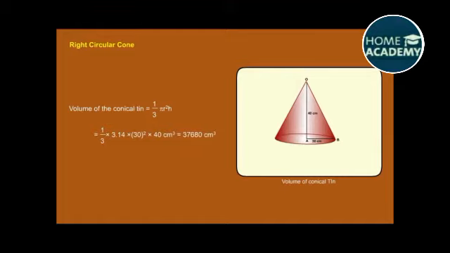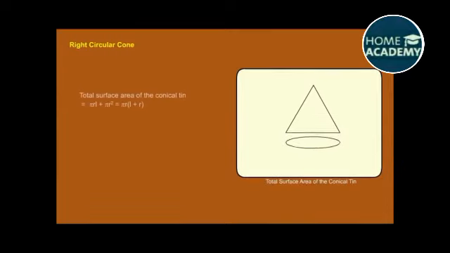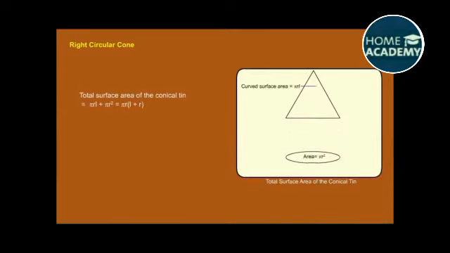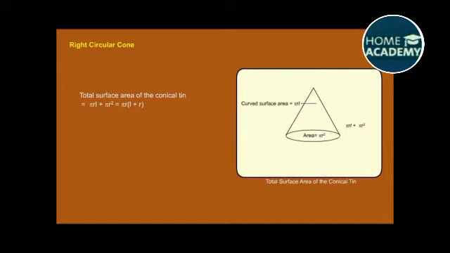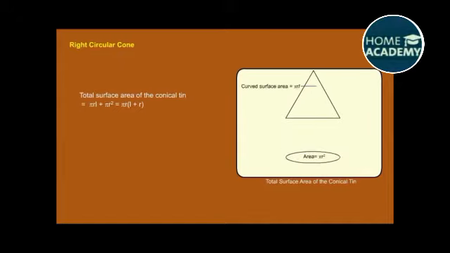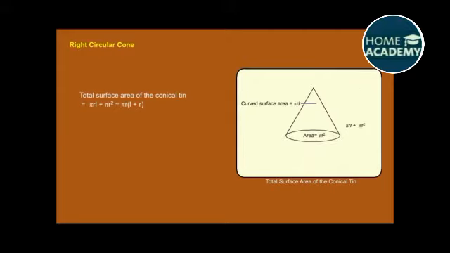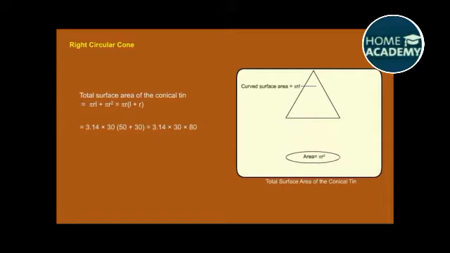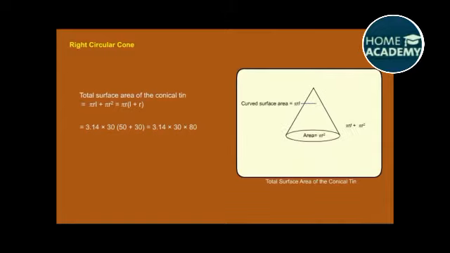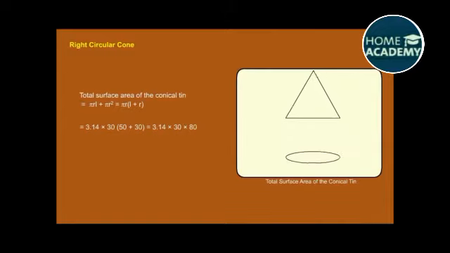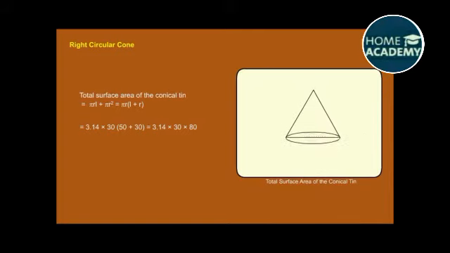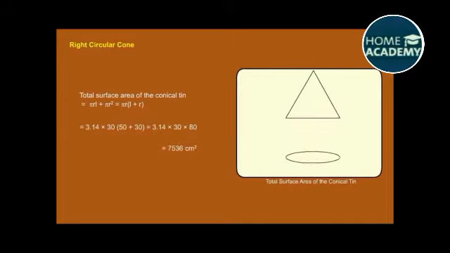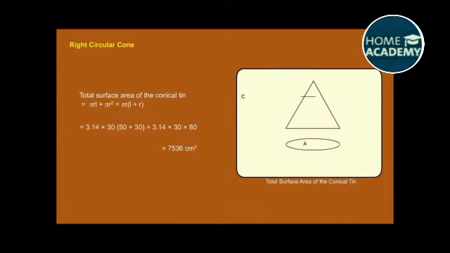is equal to 37,680 centimeter cubed. Total surface area of the conical tin is equal to pi r l plus pi r squared, is equal to pi r into l plus r, is equal to 3.14 into 30 into 50 plus 30, is equal to 3.14 into 30 into 80, is equal to 7,536 centimeter squared.